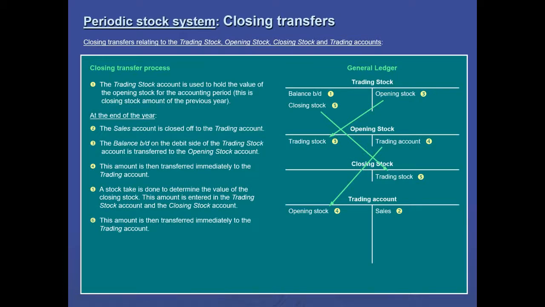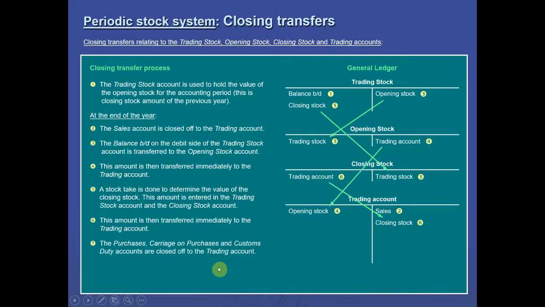This amount is then transferred immediately to the trading account, similar to the opening stock account. So to get rid of the closing stock, we have to debit closing stock and therefore credit trading account. So the contra entry in trading account is closing stock, as that's the account that's debited. In closing stock, the contra entry is trading account.